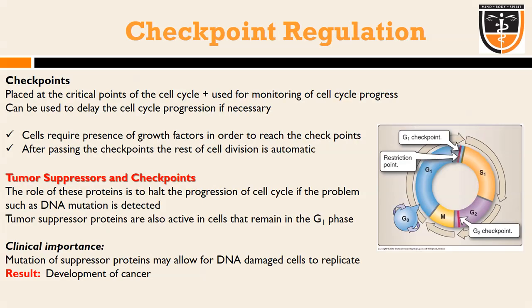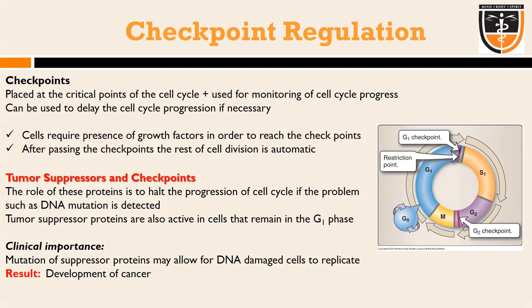Now let's go through checkpoints. That's my favorite part of this, because thanks to checkpoints, we are healthy. Checkpoints are placed at critical points of the cell cycle, and they're used for the cell to stop, figure out if everything is okay, and move on. It's a roadblock where the cells will be examined to see whether everything is okay so they can continue. They can be used to delay the cell cycle progression if necessary. If something is wrong, they can stop the cells there, give the cell time to repair, or make the cell kill itself.